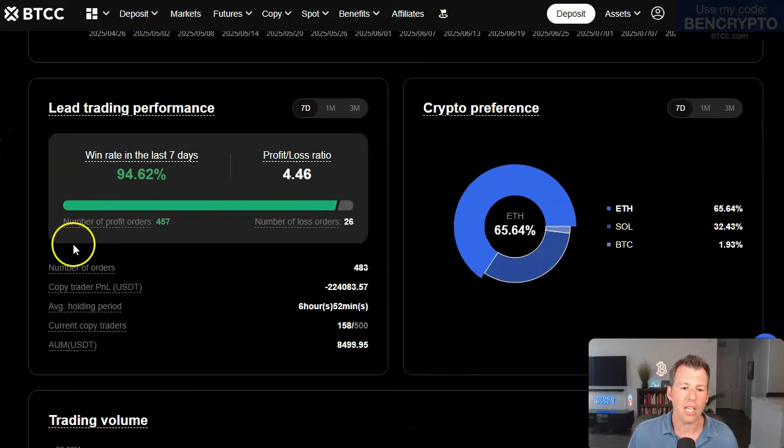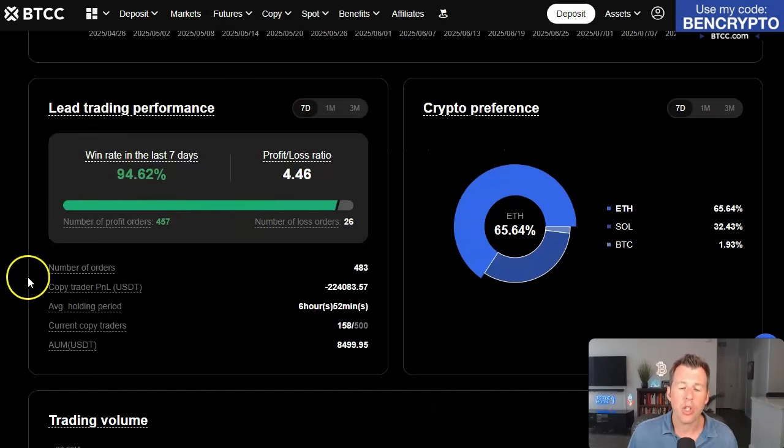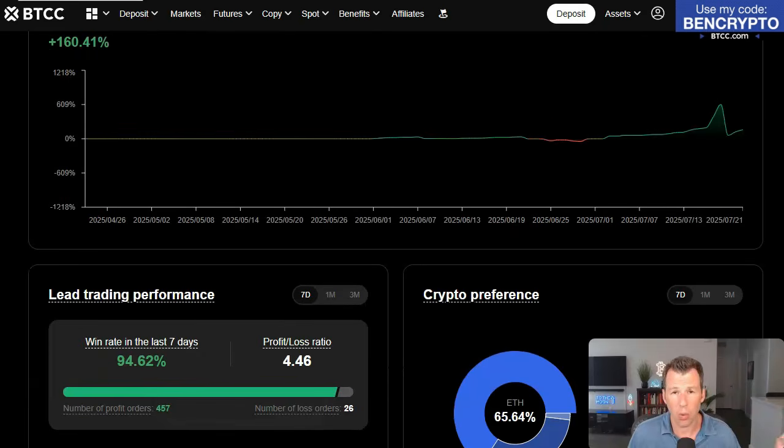But then look at this right here. Even though his portfolio is up 160% in the 3 months, the total P&L of all the people copy trading him, they've lost money. They've lost $224,000. So it just means that whenever people are copy trading him, for whatever reason, those trades aren't profitable. And when they're not copy trading him, those trades are the ones that are profitable.